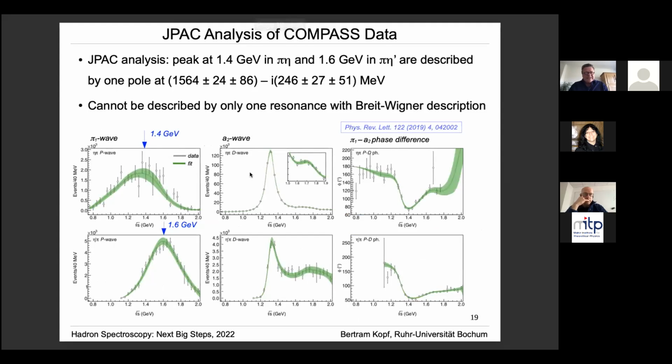And this is a result. So the JPAC analysis could reproduce the data very well. So one can see really a very, very good agreement in all mass spectra and also in the phase difference between pi1 and A2. And they have described the data only with one pole, only with one pi1 pole, and they obtained a mass of around 1.6 GeV. And with this one pole, it is possible to describe this peak at 1.4 GeV and this peak at 1.6 GeV.